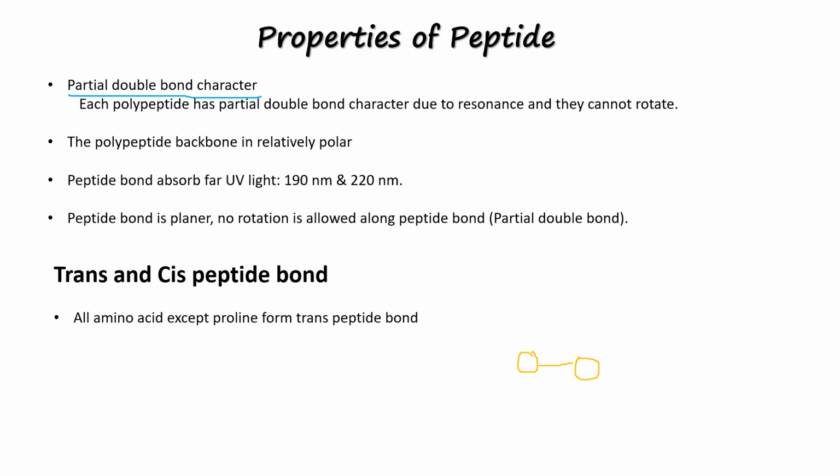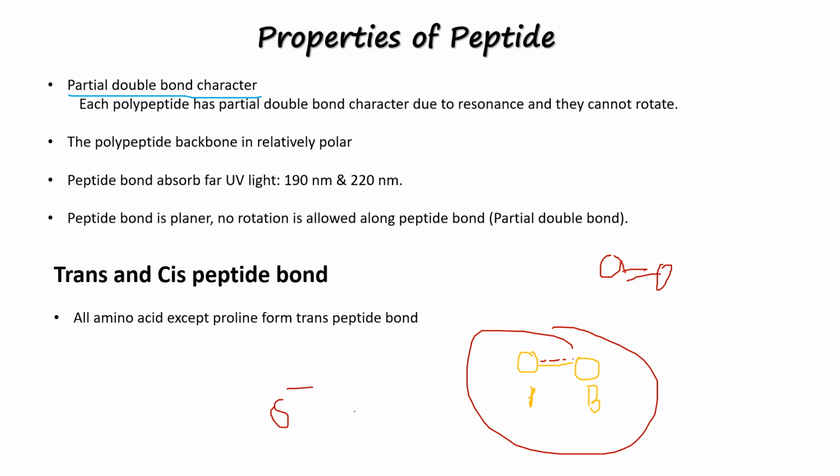So this is amino acid A, and this is amino acid B. They are bonded together by a peptide bond, and it has this partial double bond character. It is not like a single bond. The polypeptide backbone is relatively polar. It has partial negative and partial positive charges because of the presence of carboxylic and amino groups, but they are not ionizable. They are just polar groups.